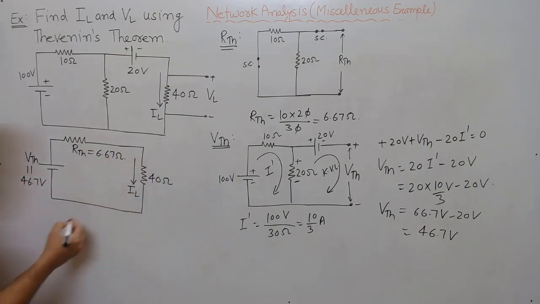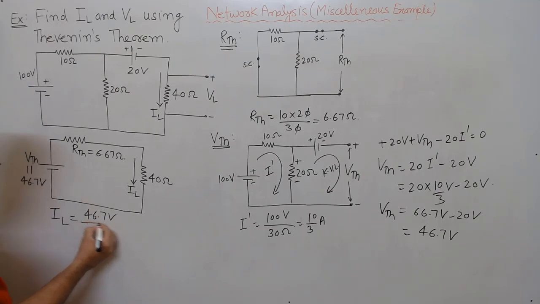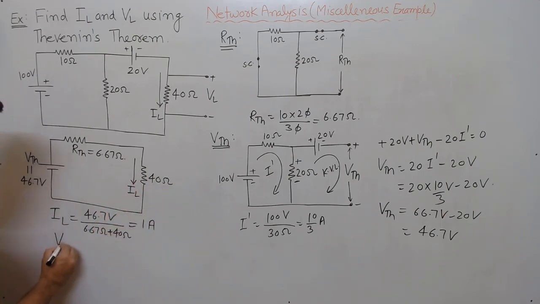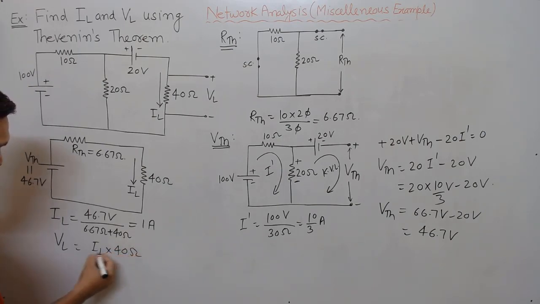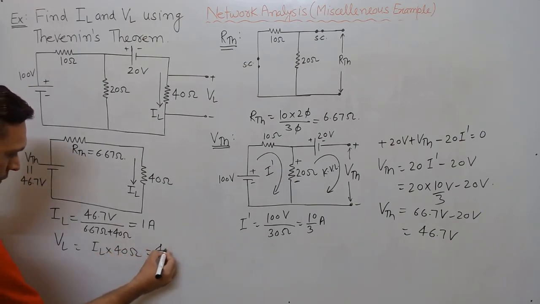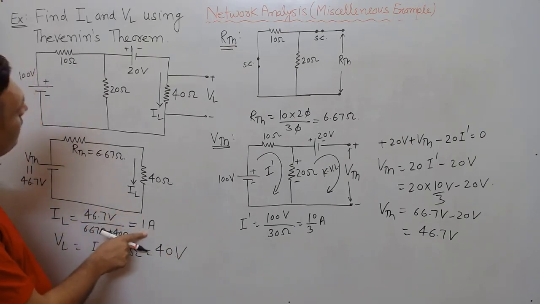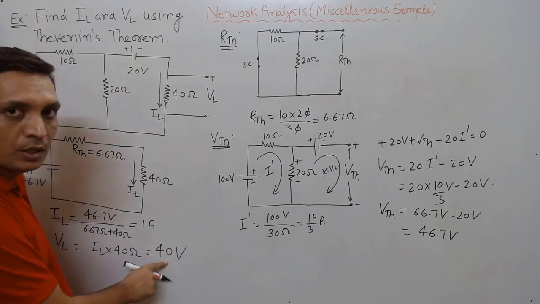So RTH is 6.7 ohm and VTH is 46.7 volt. So now what will be current IL? Current IL is given by 46.7 volt divided by 6.67 ohms plus 40 ohm. And this will be 1 ampere. So IL is 1 ampere. So VL is IL into 40 ohm. So if you multiply with 1 ampere, this will be 40 volt. So load current is 1 ampere and voltage drop is 40 volt.